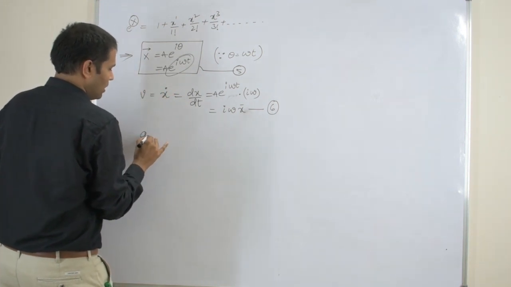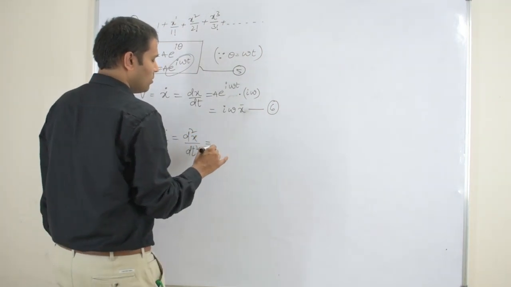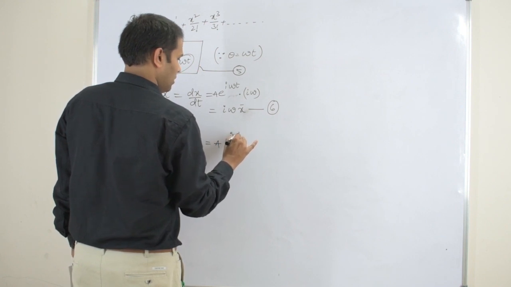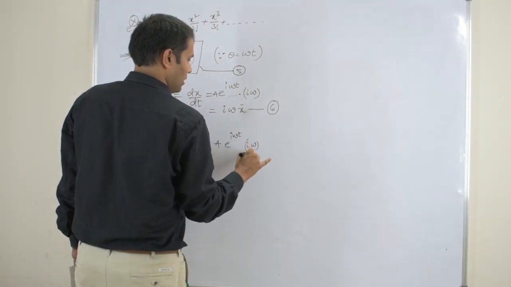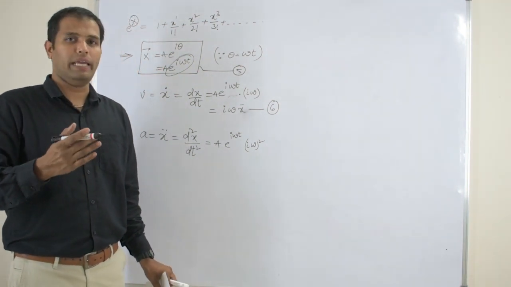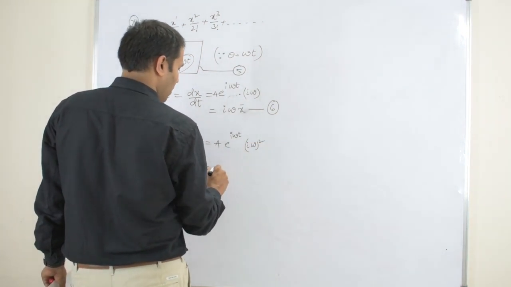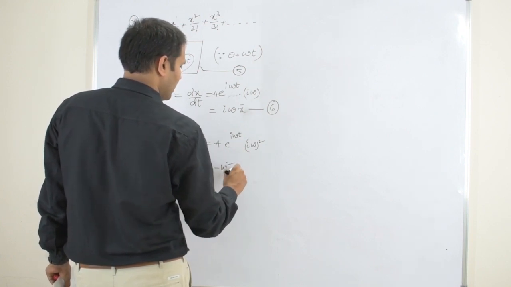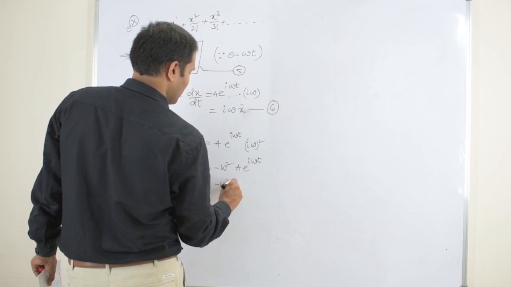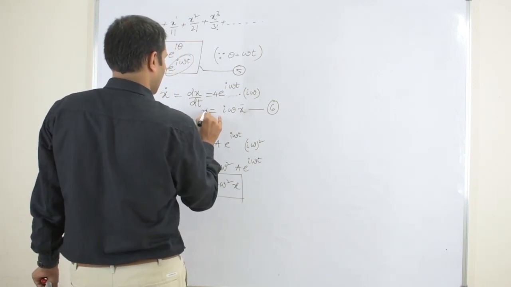Now, same way, write down for acceleration, d square x by dt square. Now, what can you write? a e power i omega t into i omega whole square. Differentiation of e power ax equals a into e power ax, so the same formula I am using here. Now what can I write? i square is nothing but minus 1, so minus omega square a e power i omega t. So minus omega square x. So this is your x double dot, and this is your x.